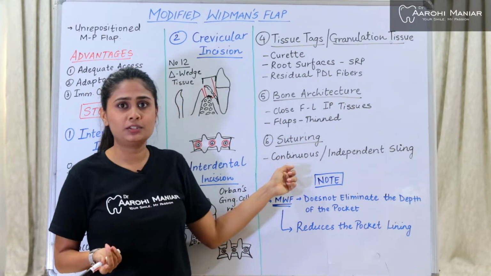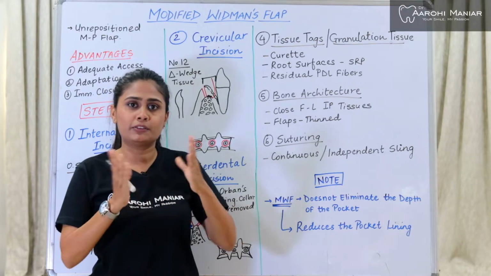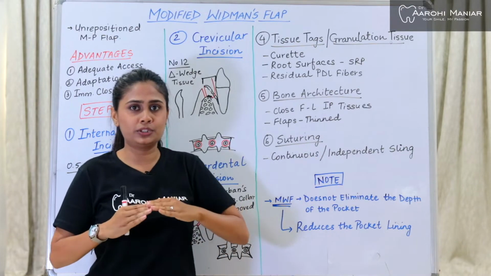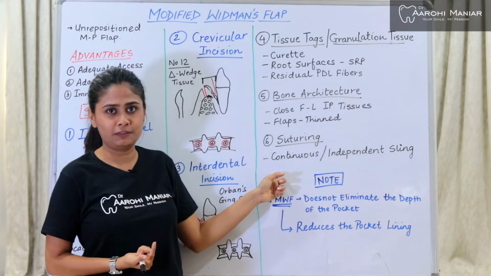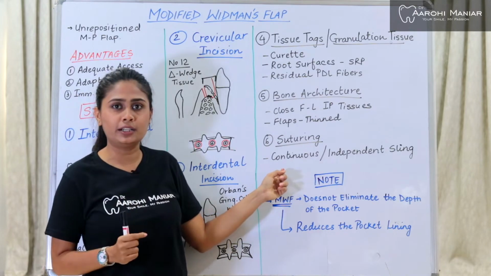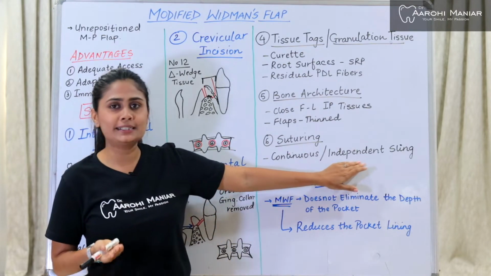Last but not the least, we have to suture these flaps. Once we have reflected the flap, we need to suture it up, and for this flap surgery we need to have our continuous or independent sling sutures.